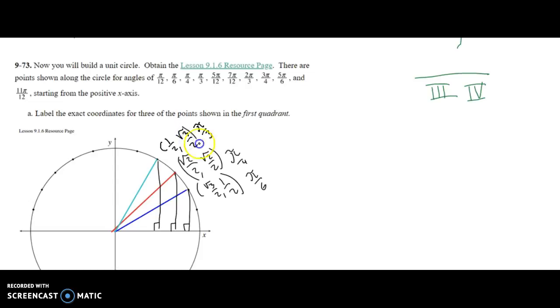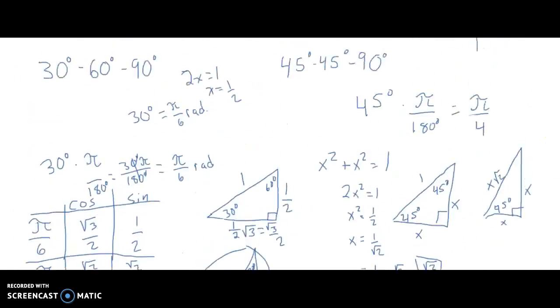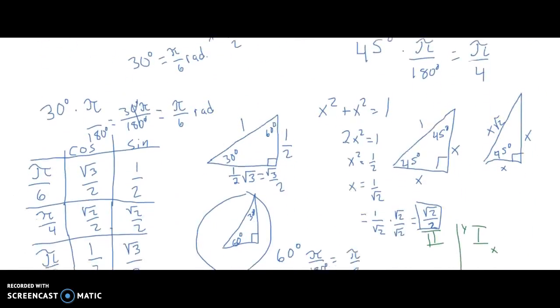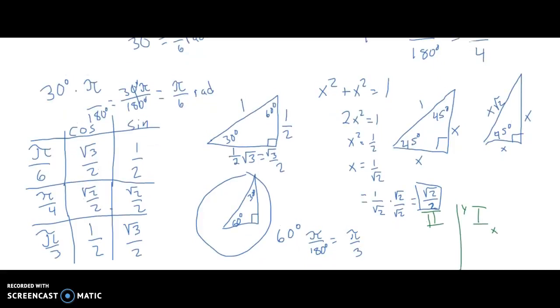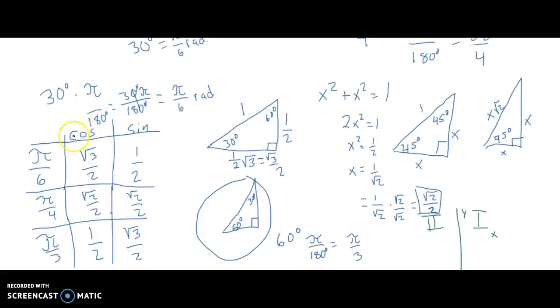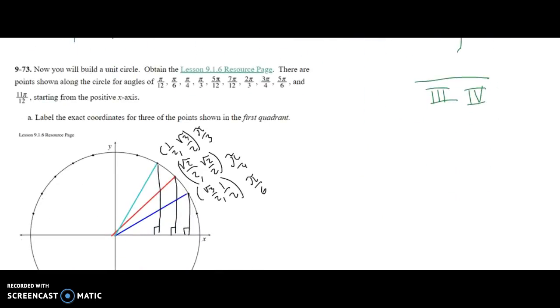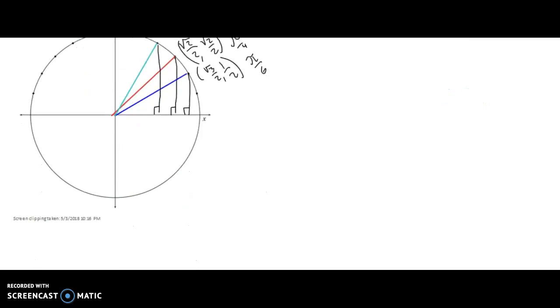So as far as labeling the exact coordinates for the 3 points shown in the first quadrant, well, there's 3 points. We just have labeled them based off of our work in 972. Right, so we had pi 6, pi fourths, and pi thirds over here, and we're able to use this information to label our 3 coordinate points. Now, of course, there are other points we can label. We're just not doing that at this time.